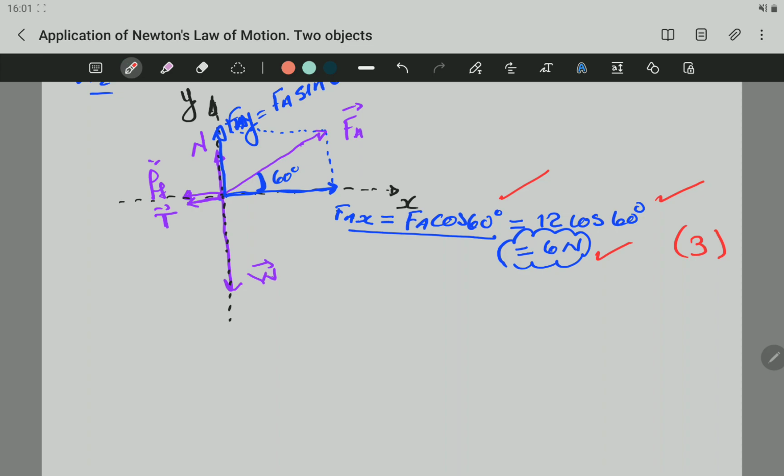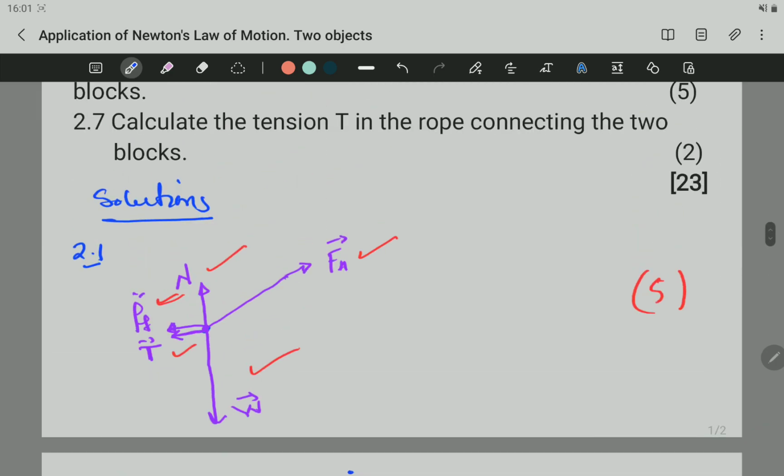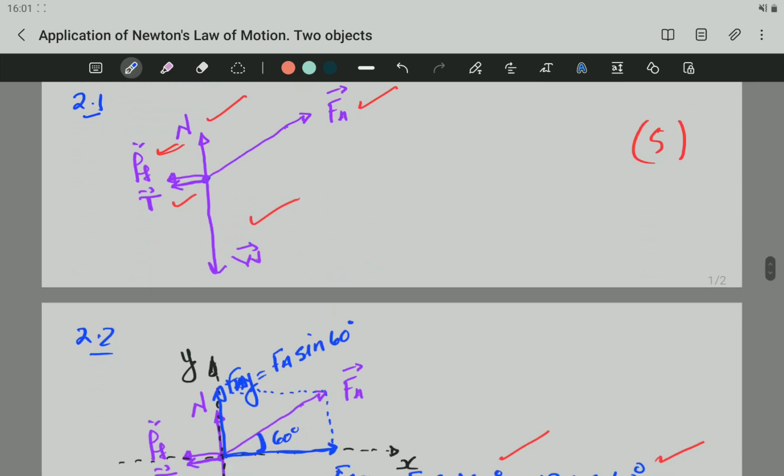Okay, so let's go to question 2.3. Question 2.3 says, state Newton's first law of motion.